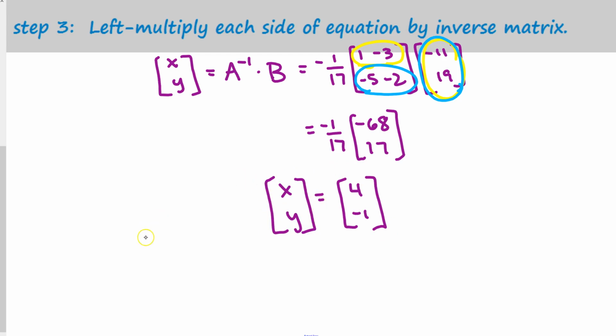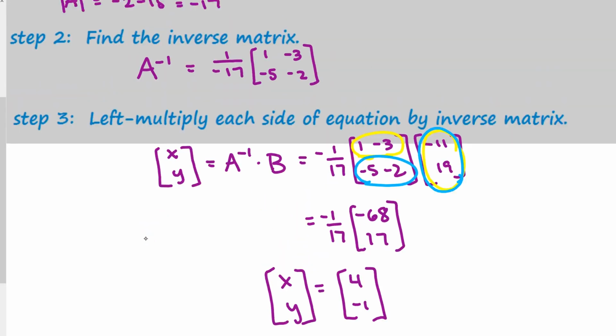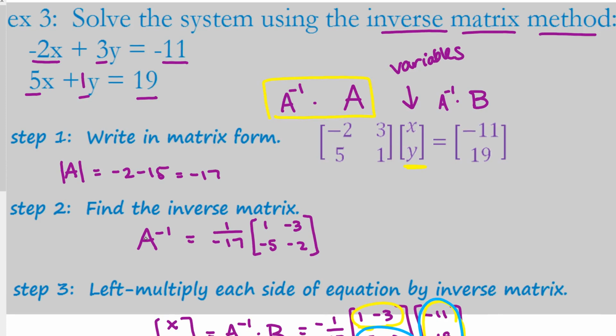Now let's go back and check in our original equations. X is 4, y is -1. I'm going to do my check right over here. -2 times 4 plus 3 times -1 is -11. 5 times 4 plus 1 times -1 is 19.